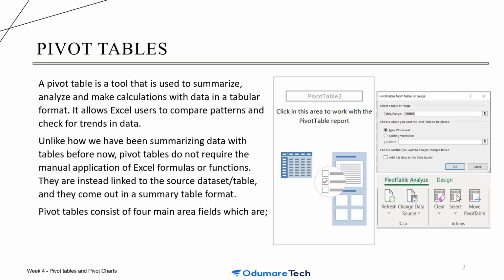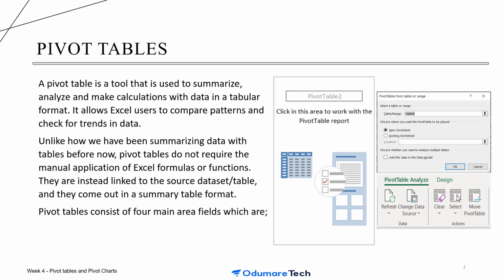If you see, it's saying that it helps us to what? Summarize, analyze, make calculations within a tabular format. Unlike how we have been summarizing data with tables before now, pivot tables do not require the manual application of Excel formulas and functions. And that's actually the beauty of it, all right? Pivot table does not require the formula. So you don't necessarily need to have some formula crammed or stress about how to get a particular formula or function to make sure that you're able to use the pivot table.